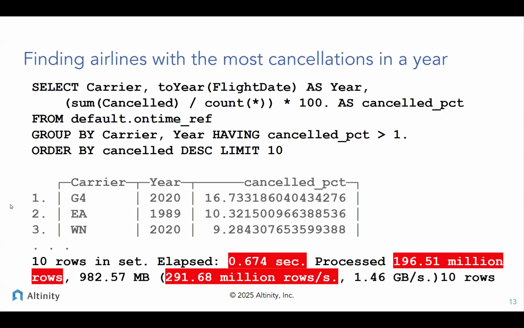What it's doing, you can read it yourself if you're a SQL person, but basically it comes up with the carriers that had the highest percentage of canceled flights in a particular year. The thing to notice is how fast it is. This query scanned about 196 million rows. That's actually a small data set by ClickHouse standards. It ran on a relatively small host, only a few vCPUs, and it got back in less than about two thirds of a second, scanning at a rate of 300 million rows per second. This is quick. How do we do this?